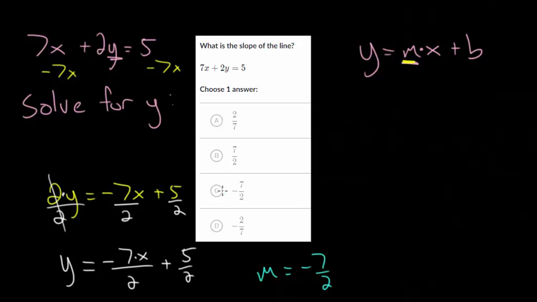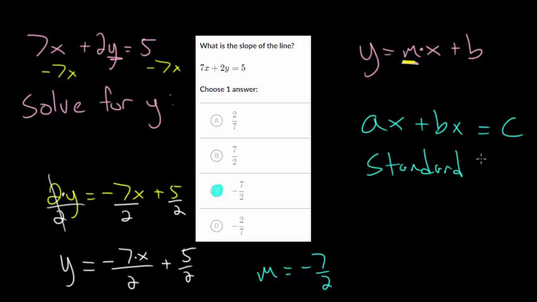Which, as you can see, is choice letter C here. Now, if you want to memorize the formula, this is the standard form where you have x and y on the same side of the equation. So this is one way to write lines.